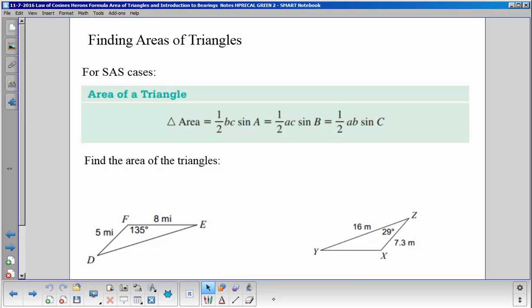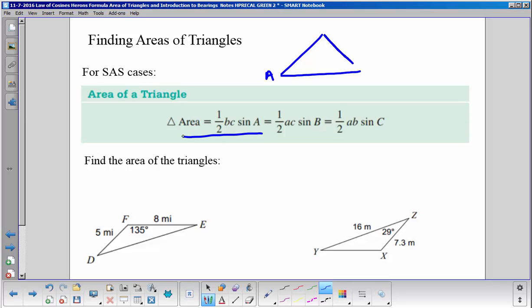Finding areas of triangles. For side angle side cases, it's really simple to find the area of a triangle. Let's draw this where I have my A here, and this is just a random oblique, okay? I'm going to put B here and C here. When you say that's an oblique, what do you mean? That has no right angle. Got it.